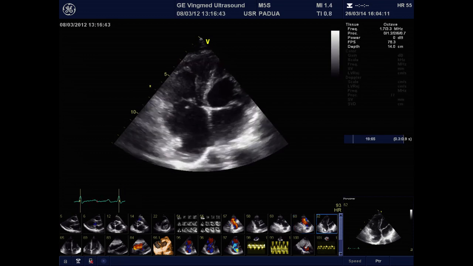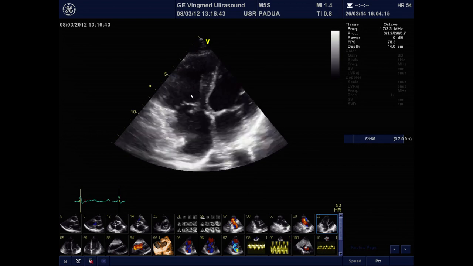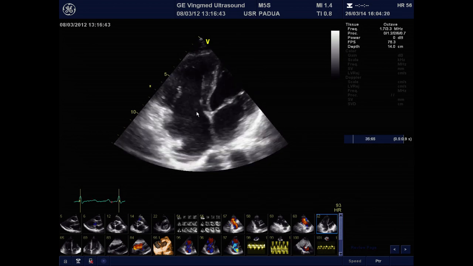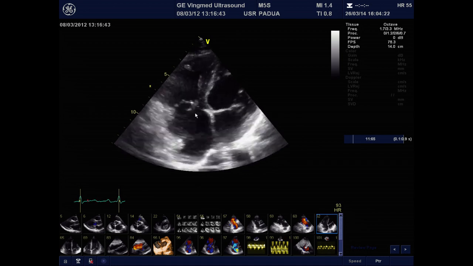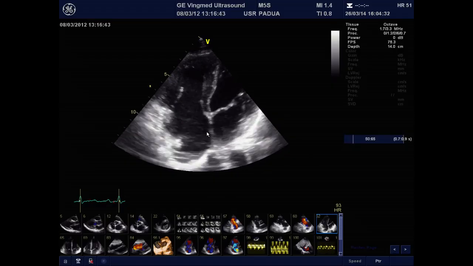And then we are able to see the tricuspid valve, and you see that there is a clear morphological abnormality. However, it's not clear which is the leaflet that is involved. It seems to be on the septal side. However, it's not clear if it's really the septal or the anterior leaflet.